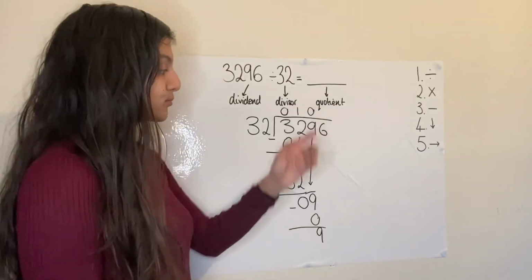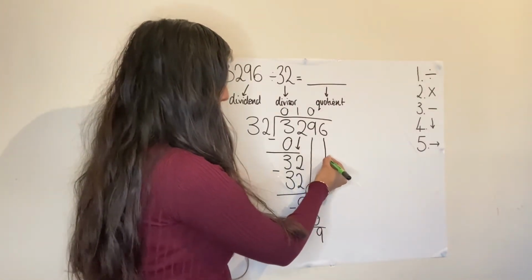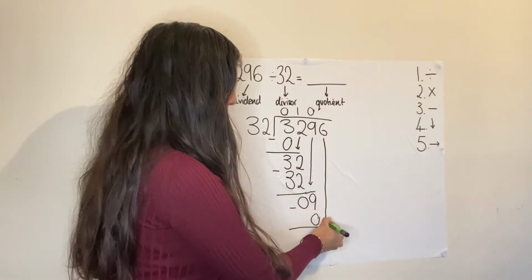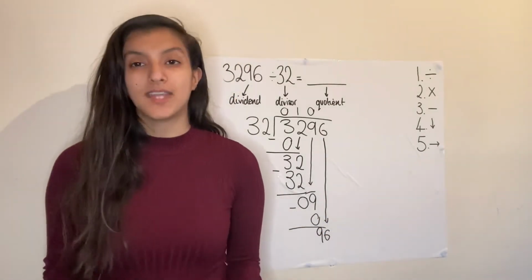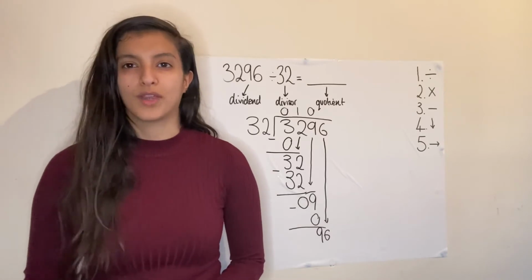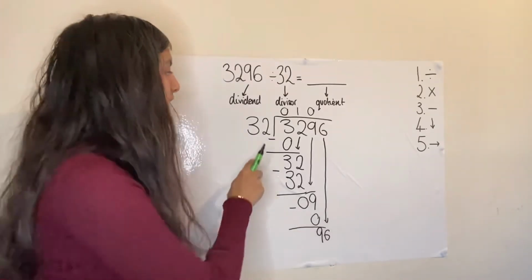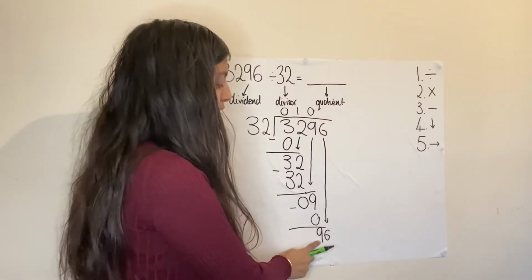Step number 4 is to bring the next number down. So I'm going to bring my 6 all the way down. And that will give me 96. Step number 5 is to go all over again. So we're back to step 1. And step number 1 is to see how many times does 32 go into 96.